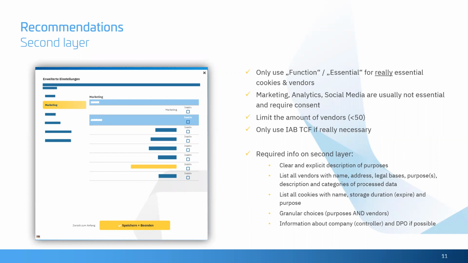You should not use function or essential or however you call it for anything other than really essential things. As we learned before, analytics is not seen as essential. Most third-party tools will not be essential, so it really should be only your shopping cookies, or maybe if you're an online shop, maybe your payment providers, etc. So these things could be essential. Other things should not be in this functional or essential category.